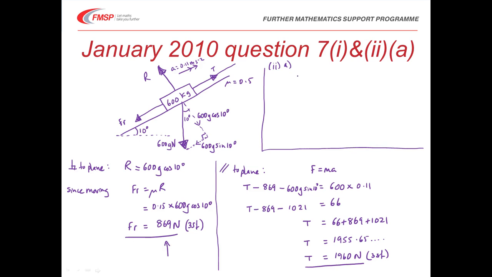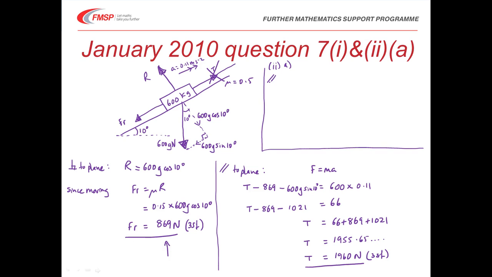This is the part that asks if the cable snaps, so there's no longer any tension up the plane, but it's immediately after the cable breaks, so the log is still moving upwards, which means the friction is still down the plane. What will slow down? What will decelerate this log? So I'm going to consider the deceleration. If I'm considering deceleration, I'm going to consider the forces down the plane.